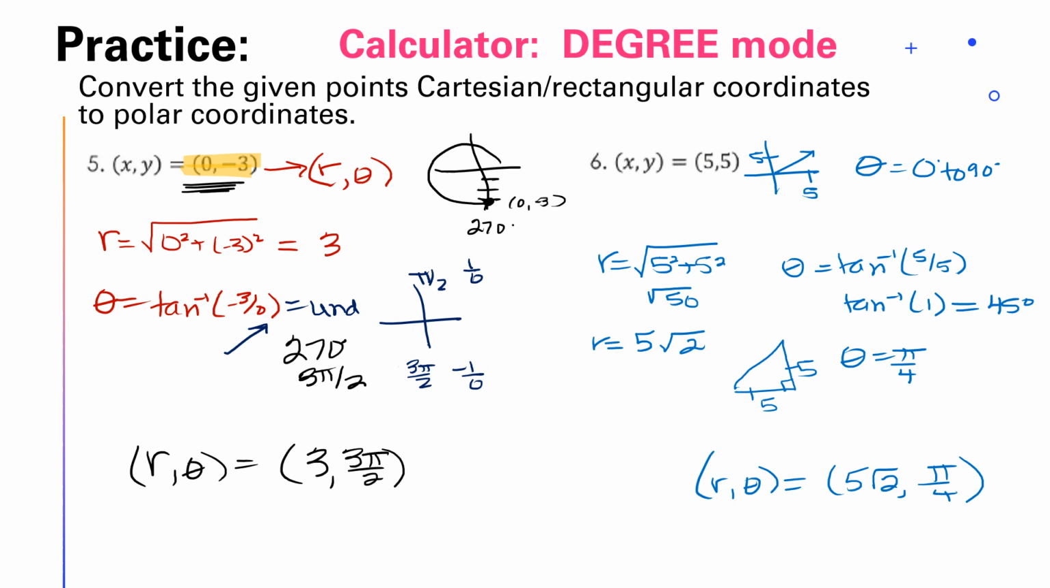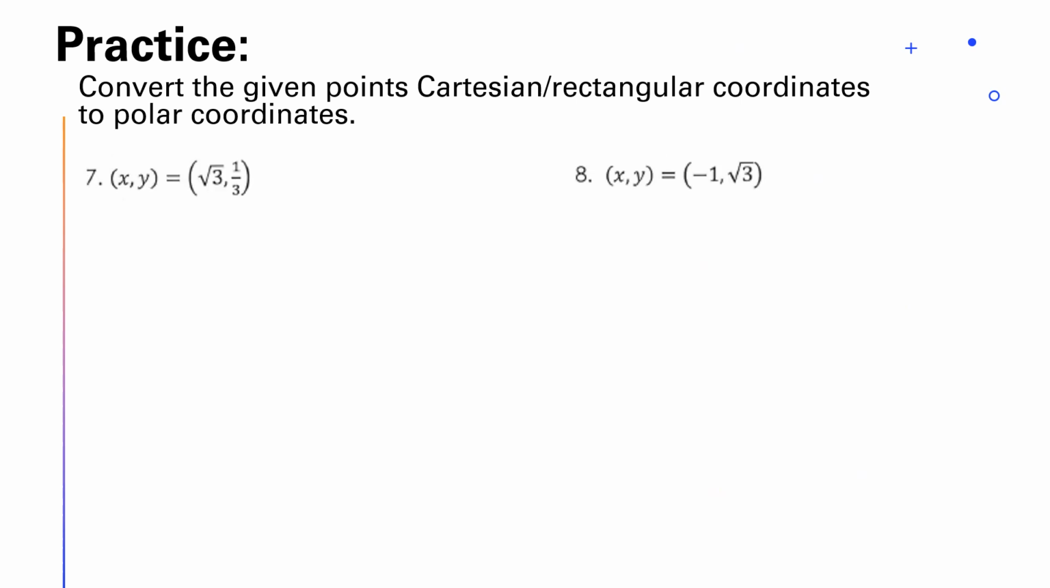When you're using your calculator to go into polar coordinates, make sure it's in degrees, and then you can convert it to radians after that. So here we are, last 2 examples.